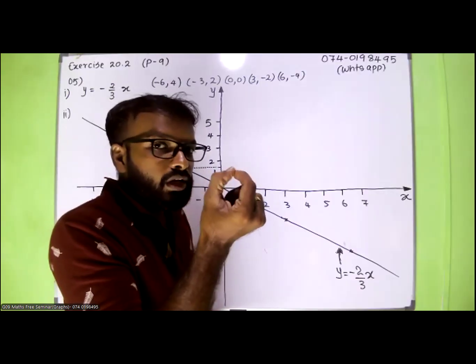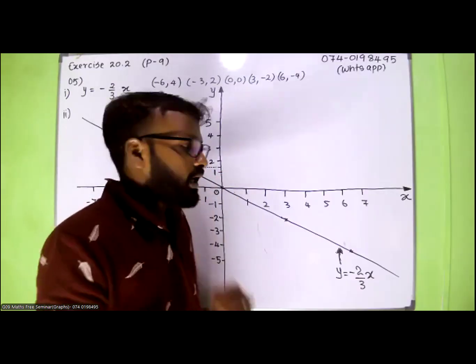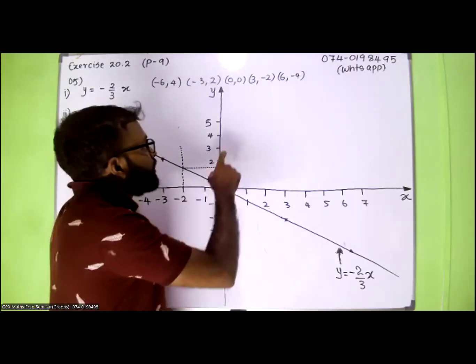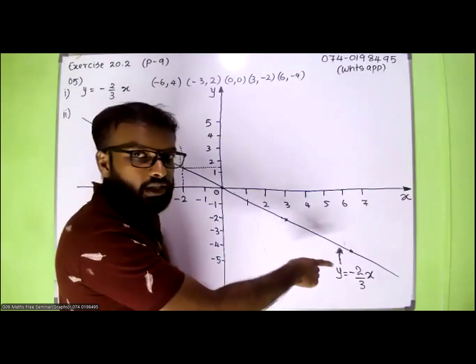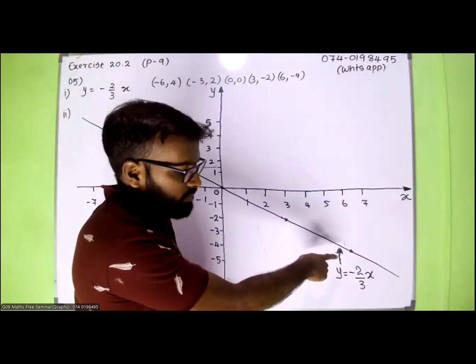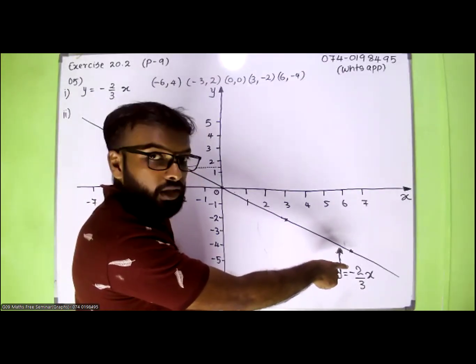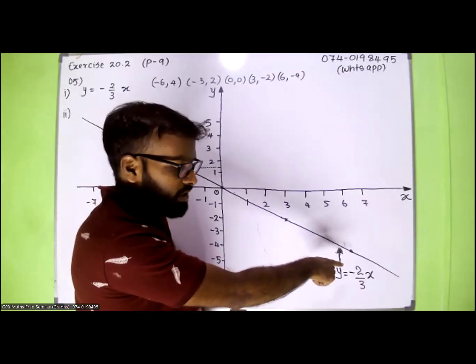There is a small trick to do. There is a small tip, right? Now your x value is x equals minus 2. You are going to substitute that here, right? Y equals minus 2 upon 3x. There is your x. There is your x.